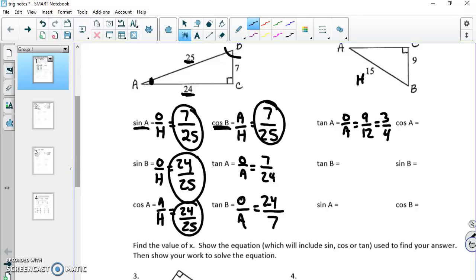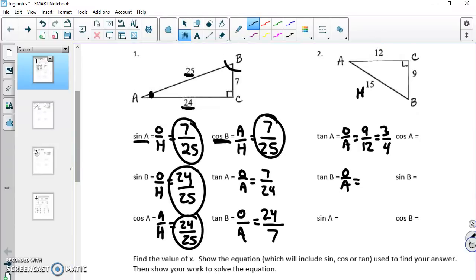Going down, tangent of B is just the same relation, opposite over adjacent, but the sides are different, right? So for B, the opposite side is 12, and the adjacent is 9. This simplifies to 4 over 3. What you should notice is that when you're dealing with the same trig function, you're just flipping the top and bottom. There are reciprocals there when you're dealing with tangent of A versus tangent of B. Okay, maybe you've picked up on that pattern. That's cool.